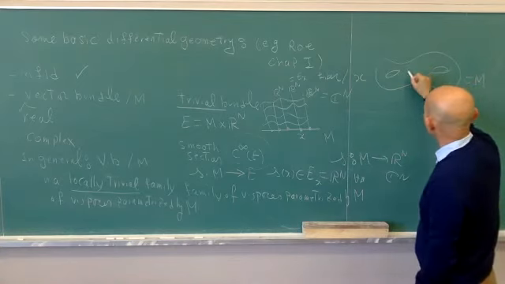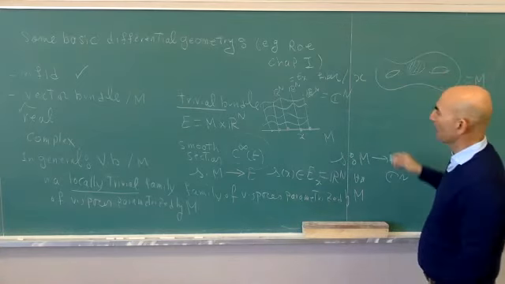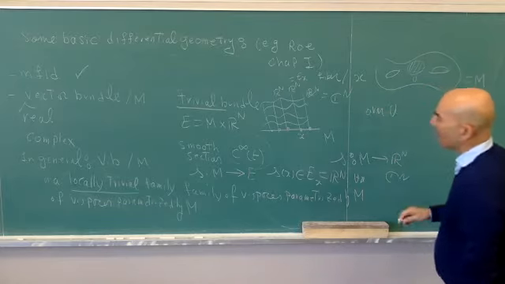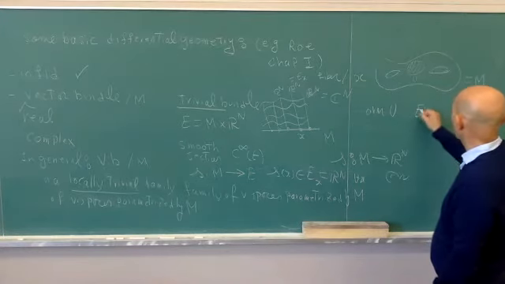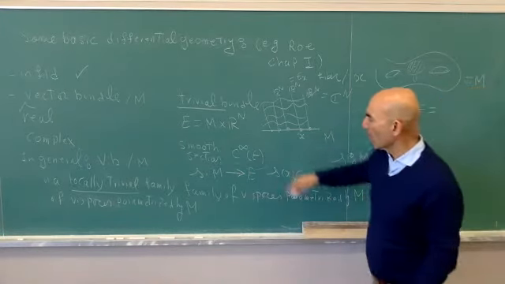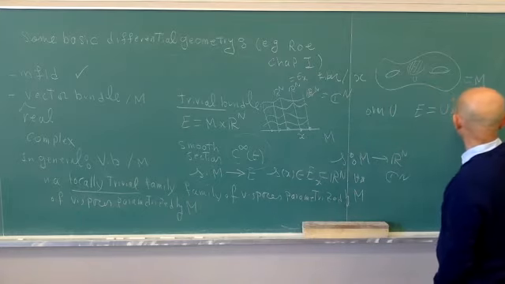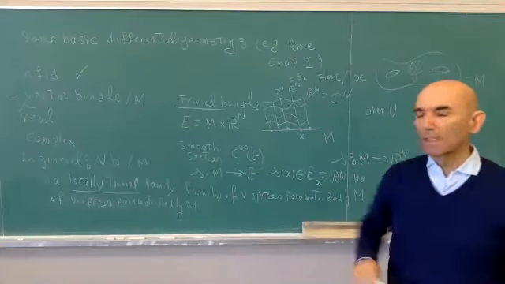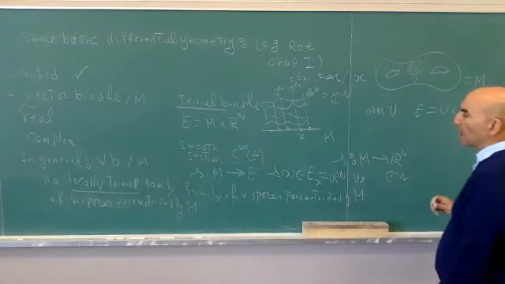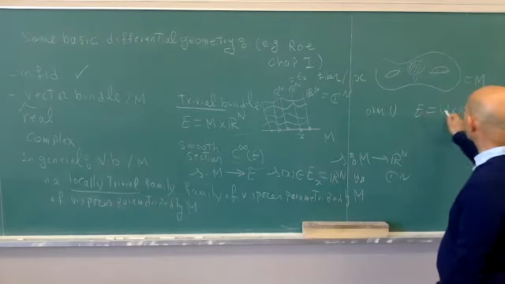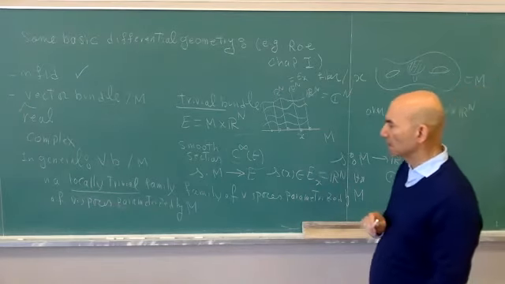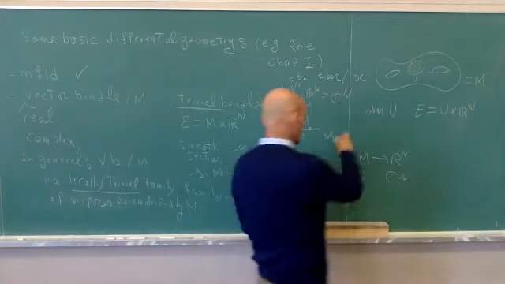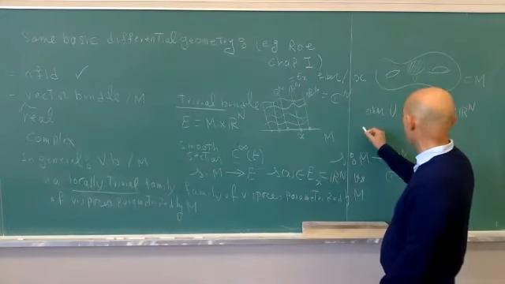So around this point, there is an open neighborhood U, such that over U, your E is equal to not M cross Rn, but U cross Rn. So locally, you can always do that. And these local trivializations have to be compatible in a certain sense, which right now doesn't matter for us. But this local triviality, I can just say the following.